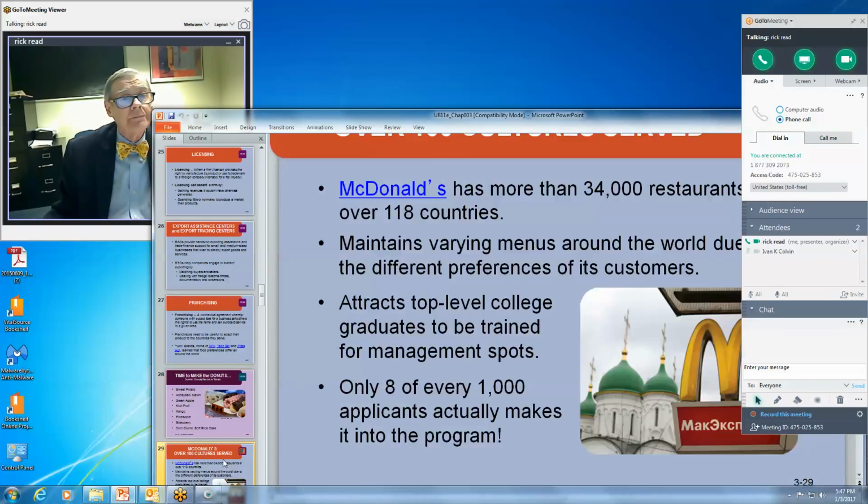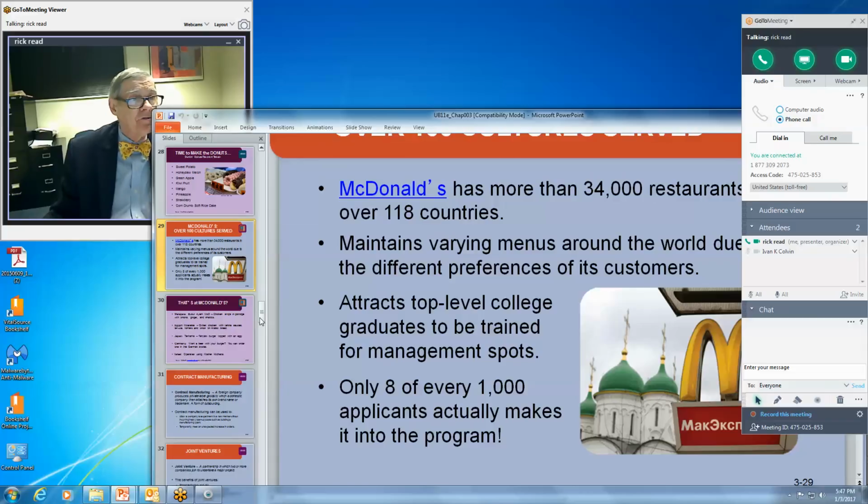So I'm looking for... this is just talking about McDonald's. 34,000 restaurants in over 118 countries. Obviously, it has different menus. You can go to Germany and get a beer in a McDonald's, which you can't do in the United States. Well, at least right now you can't. That may change, obviously, but right now you can't.